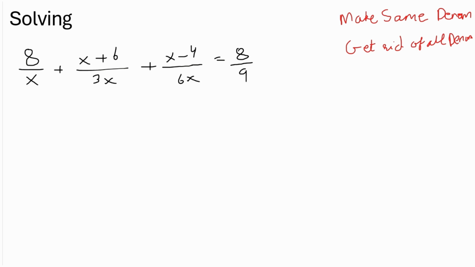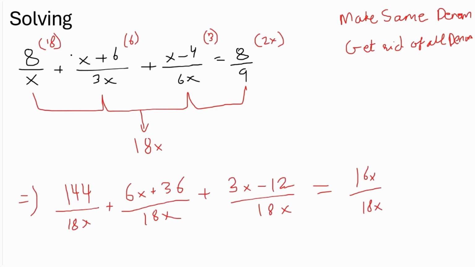Now the last thing we're going to do is solving. And solving is really easy. You're just trying to make all of these the same denominator. Okay, so what's the same denominator we can do? Well, it's 18x. We can turn all of these into 18x. So we multiply this by 18, this by 6, this by 3, this by 2x.